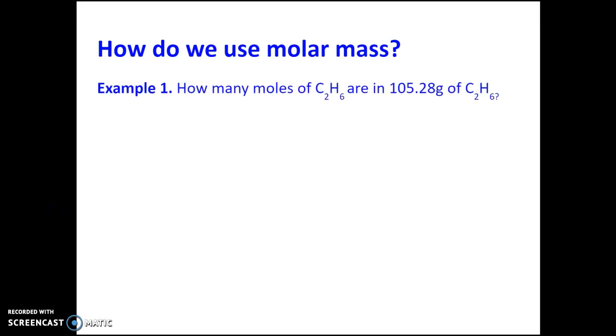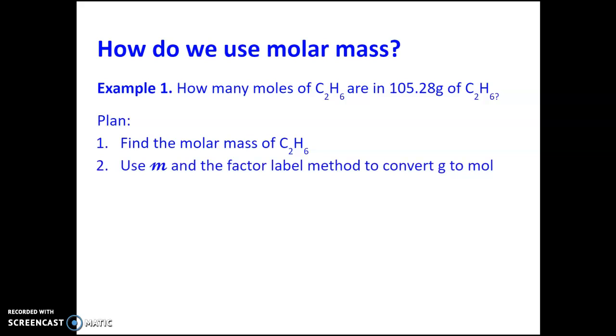So then, once we can calculate molar mass, we want to focus on how we can use it to find things out about different chemical species. In this first example, we're going to look at how many moles of C2H6 are in 105.28 grams of C2H6. And so our plan for this is to find the molar mass of C2H6. That's always a great place to start anytime you're doing a problem, is just go ahead and find the molar mass. And then the second thing we're going to do is use the molar mass and our factor label method to convert grams to moles.